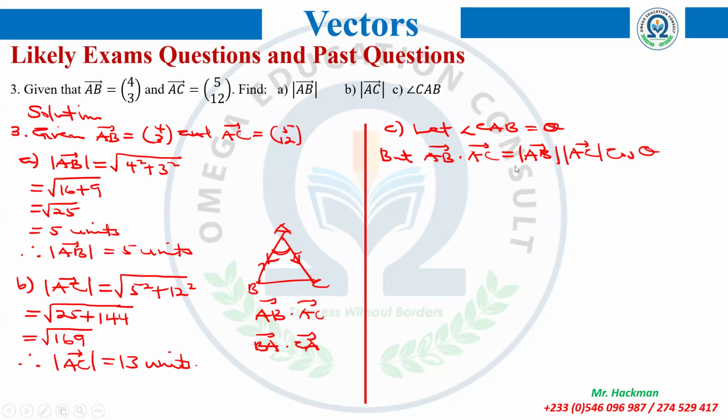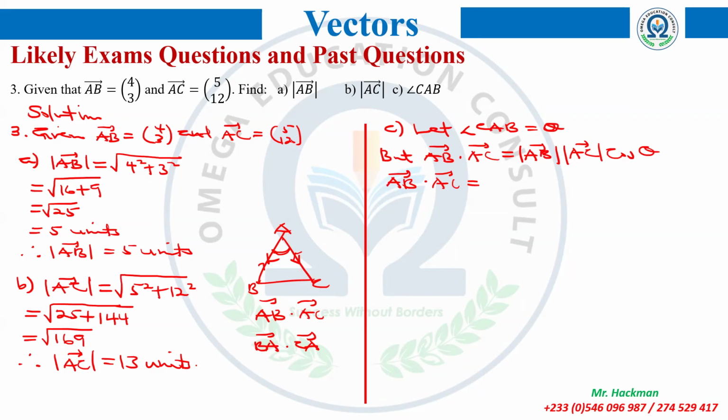Okay, we found the magnitude of AB. We found the magnitude of AC. So what is left is the dots. Then we can go and substitute. In this case, I'm going to find AB dot AC.